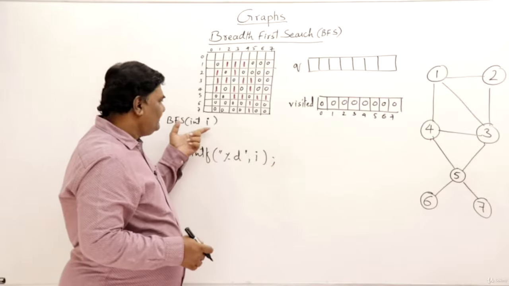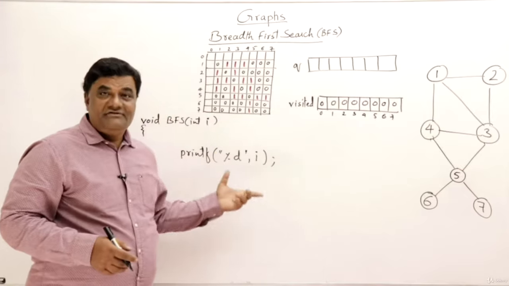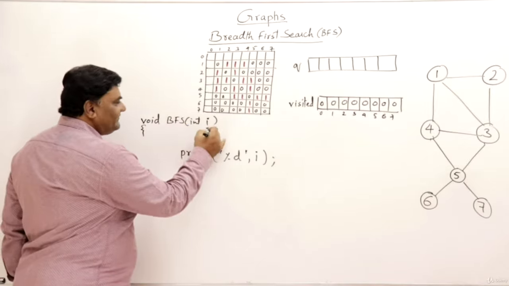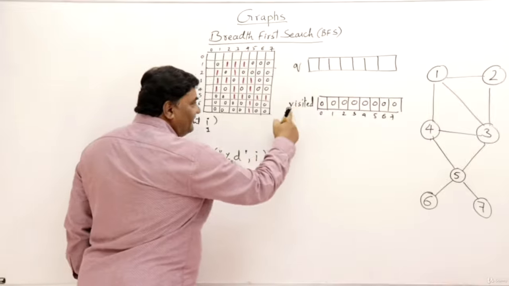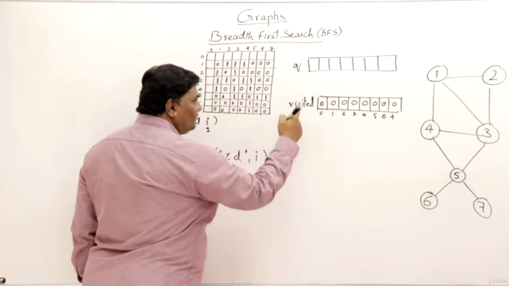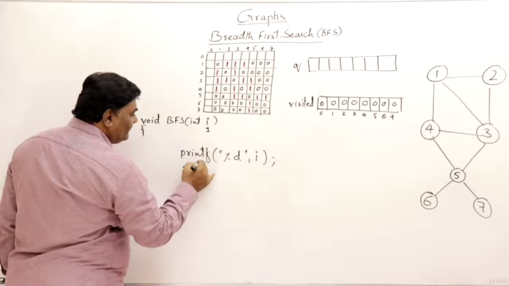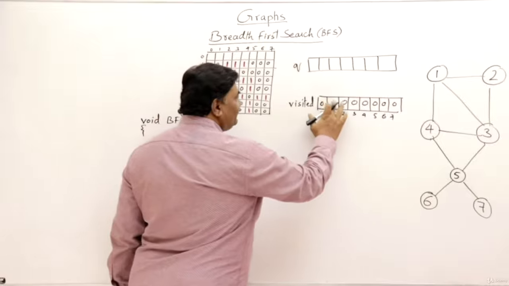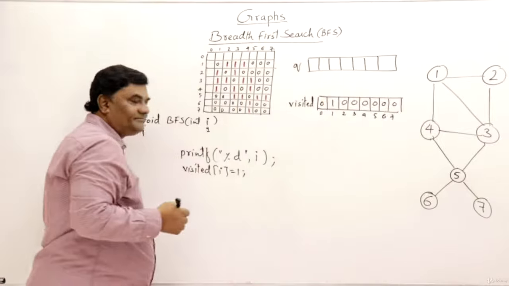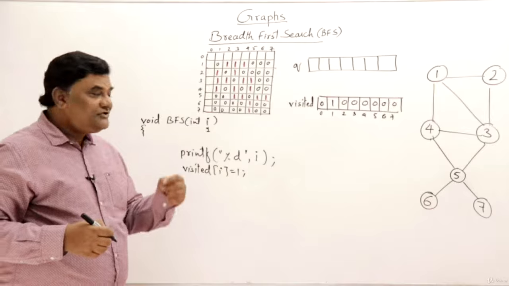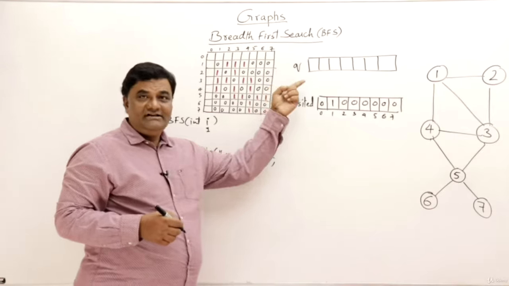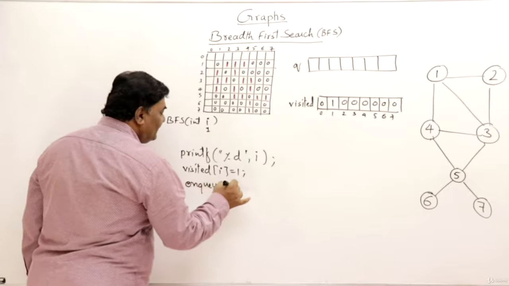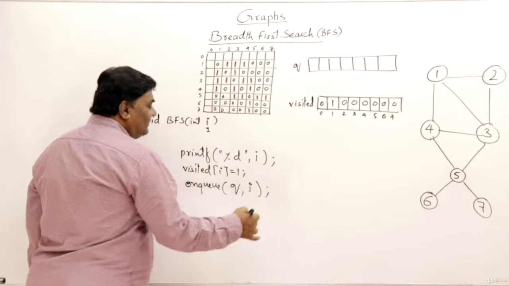Then I should mark this vertex 1 as visited. Whichever vertex is given, I should mark it as visited. So I'm assuming it is 1. Then here, visited of 1, I should mark it as 1. So visited of i, mark it as 1. So this is already visited. Then I should NQ this vertex in that queue data structure. So NQ in a queue, vertex i.